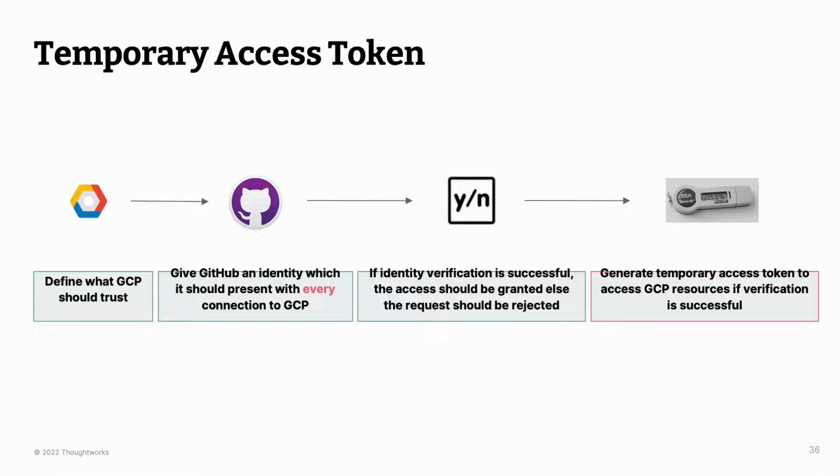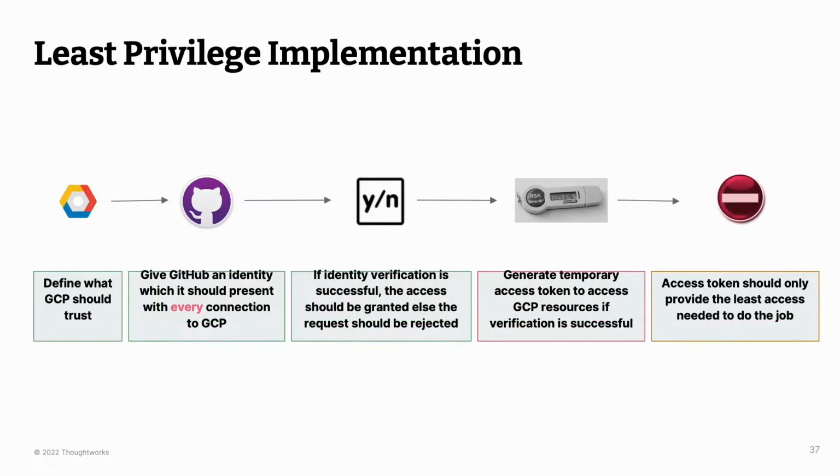And that's where, when GCP decides that I trust you, so the answer is yes, then it's only going to grant GitHub temporary access to the resources so that GitHub can access things at this moment, but if the next time GitHub wants to connect to GCP, it's going to repeat the same process again. Then, least privilege implementation. The access that comes through the temporary access token should only grant GitHub access to do things that it's supposed to do, not more than that. So it should only provide access to do the job, that's all.